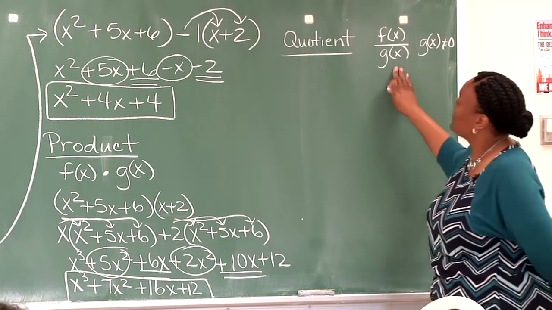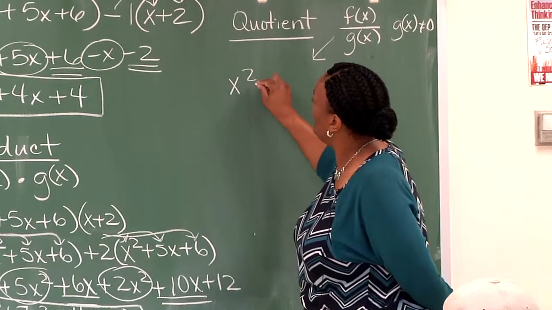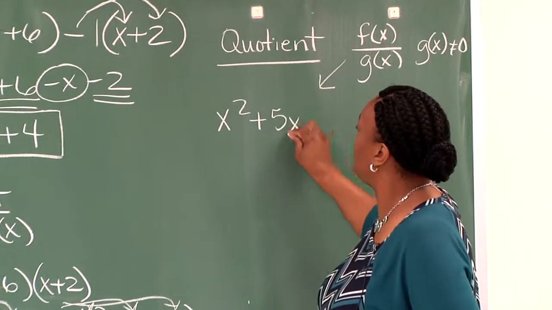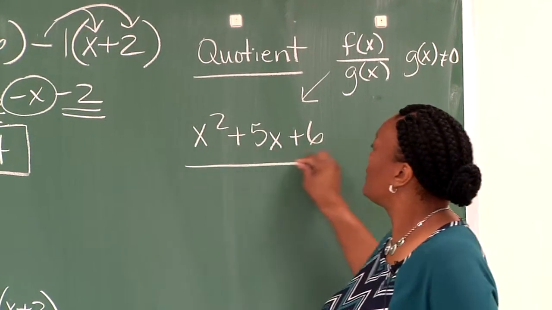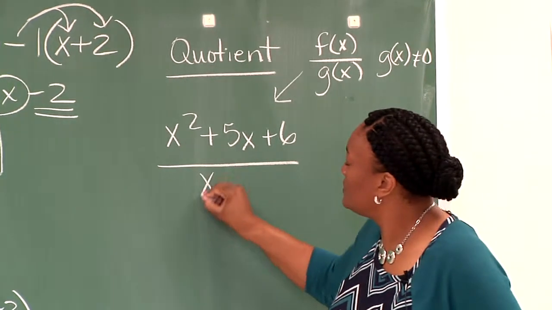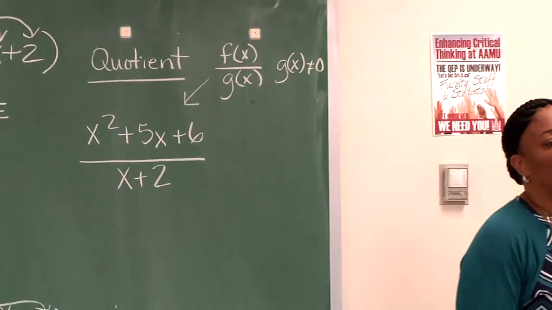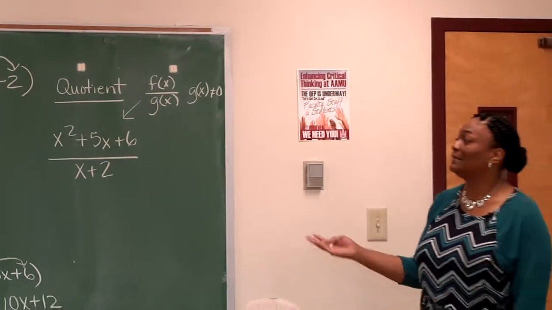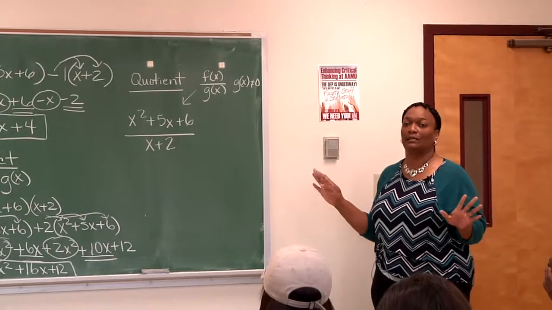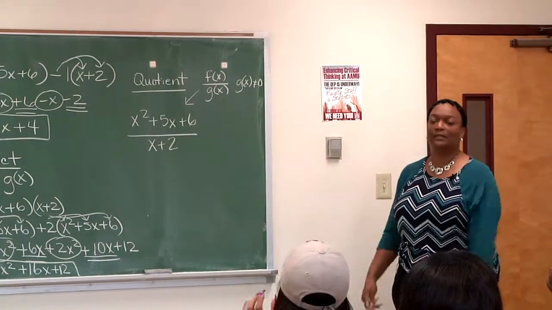So our f of x function here is, one more time, x squared plus 5x plus 6. And we're dividing it by x plus 2. What can we do right there, guys? Because when I look at this right now, I can't do anything to it other than just leave it there. But there is something else that can be done with this. What can we do?